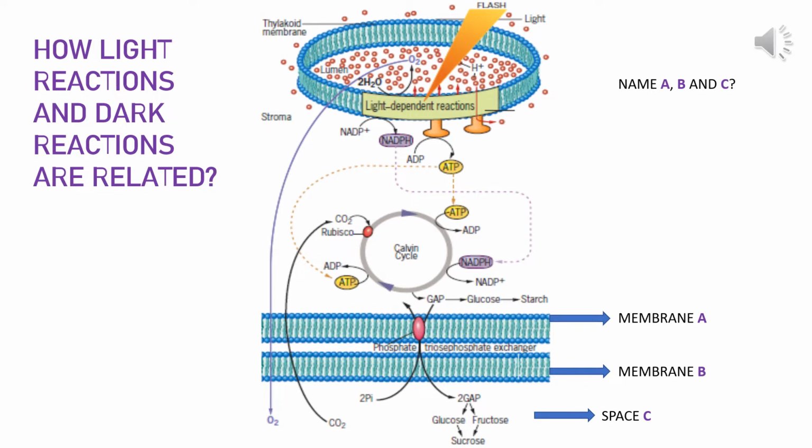What's the relation between the light reaction and dark reaction in photosynthesis? The function of the light reaction is to produce ATP and NADPH plus H plus in order to convert carbon dioxide into carbohydrate. So once this NADPH plus H plus and ATP are available, light is not required again for the conversion of carbon dioxide into carbohydrate. I have labeled three things A, B and C. Can you just find out what those A, B and C are?